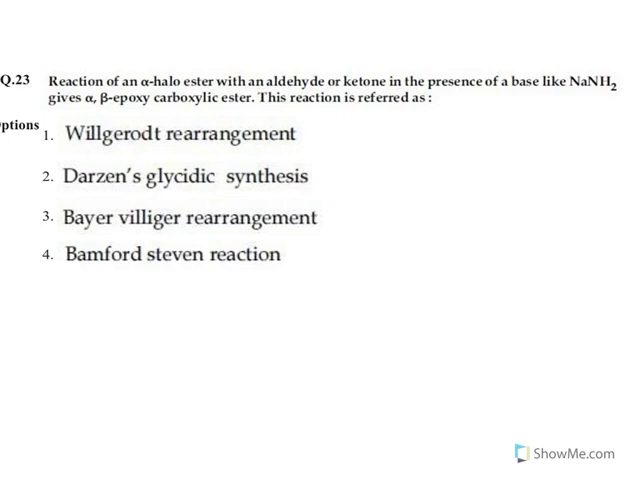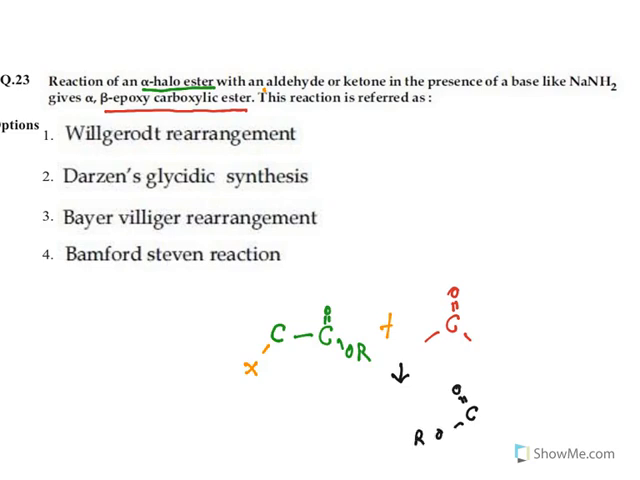Now look at this. Reaction of an alpha halo ester. Now ester is C double bond OR, right? The next carbon is the alpha carbon. If you have a halogen here, this is an alpha halo ester, reacting with an aldehyde or ketone. It could be anything. In the presence of a base like NaNH2 it gives a beta epoxy carboxylic ester. Understand these wordings. Imagine this one is a carboxylic ester. The next carbon is alpha, the next carbon is beta. This one is alpha, this one is beta carbons.